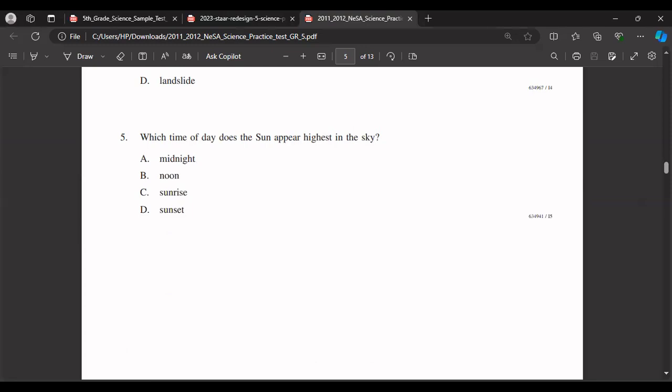Question number 5. Which time of the day does the sun appear highest in the sky? Noon. Correct. At noon, the sun appears to stand directly above you. And at that point, it appears the highest in the sky. Correct.